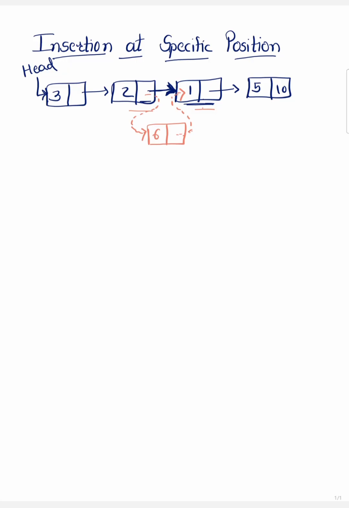So let's start with the algorithm. Graphically I have explained that we need to break this link, and instead create this link that I have shown with the orange color, right? So we'll go step by step. Step 1, as you are aware if you have gone through those two videos, the first step is always the same, since we are inserting a node.